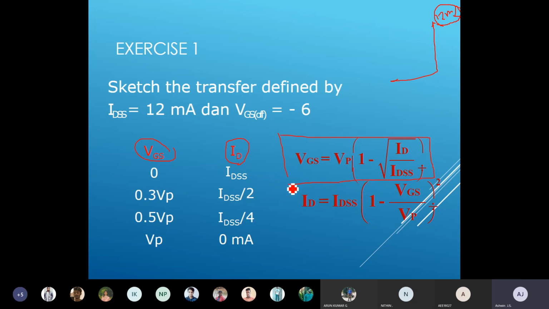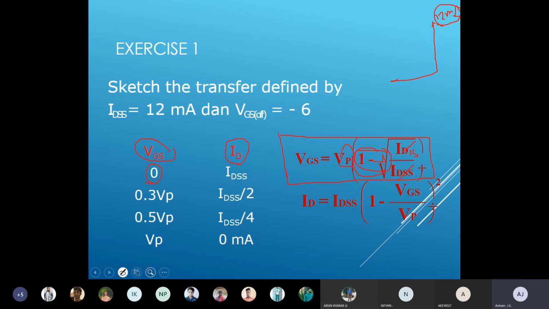So look at this equation. Initially I kept ID equal to IDSS, so substitute ID equal to IDSS here. What will happen? It will cancel each other, and you will get VGS equal to what? The root of IDSS by IDSS is equal to 1, and here already 1 is there, minus another 1, so it becomes 0. Zero multiplied by anything becomes 0. That is what I am deriving here.